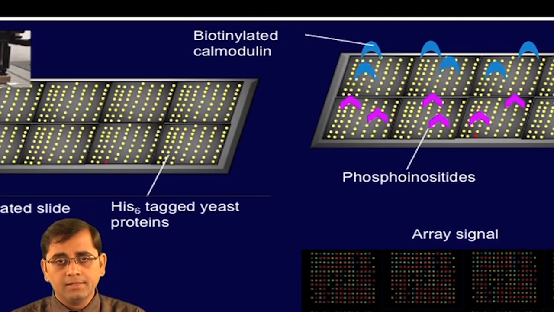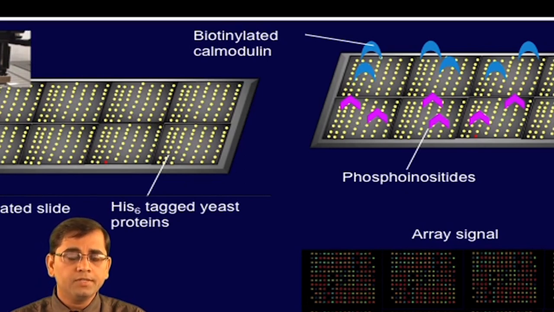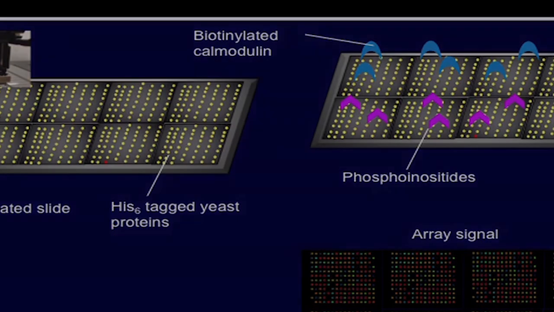As can be seen in the slide, the yeast proteome microarray was built after each of these clones were expressed and purified, then printed on the chip as shown on the left side. And then it was used to screen the interaction of proteins and phospholipids. This study revealed that there are many new calmodulin and phospholipid interacting proteins. Let us discuss this study in the following animation.